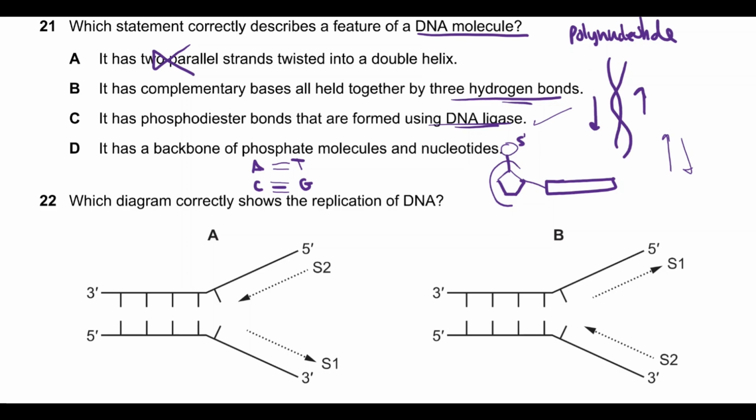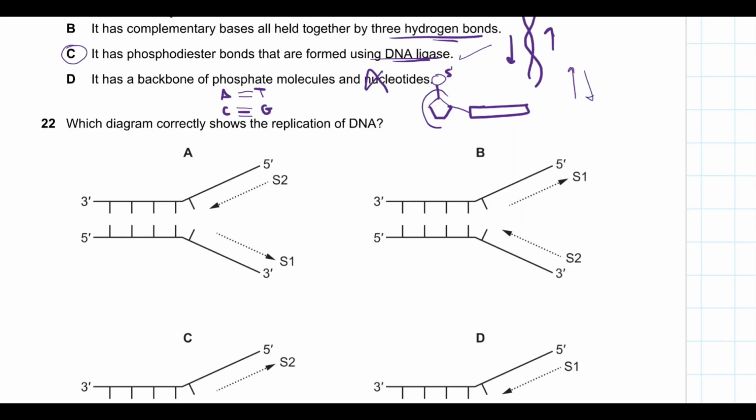Now for D, it has a backbone of phosphate molecules and nucleotides. So this is incorrect because the phosphodiester bond is what forms the backbone. Therefore, this is incorrect. And the answer is going to be C. And it's good to mention that the backbone is formed by the sugar and the phosphate, not the nucleotides.